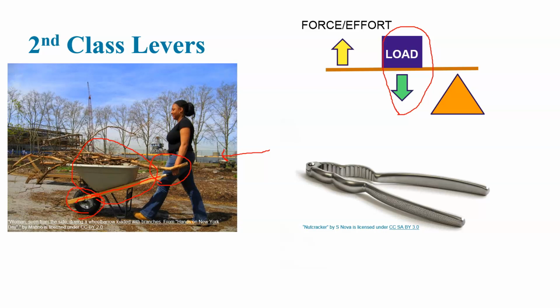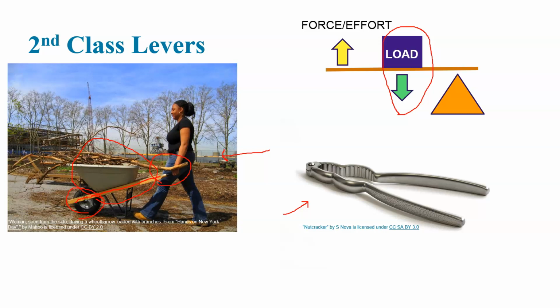We have another example of a second-class lever if we look at a nutcracker, like this one. Here we have two levers that work opposite each other. Can you tell from the picture where the force is applied? What about where the load is? Where's the fulcrum?